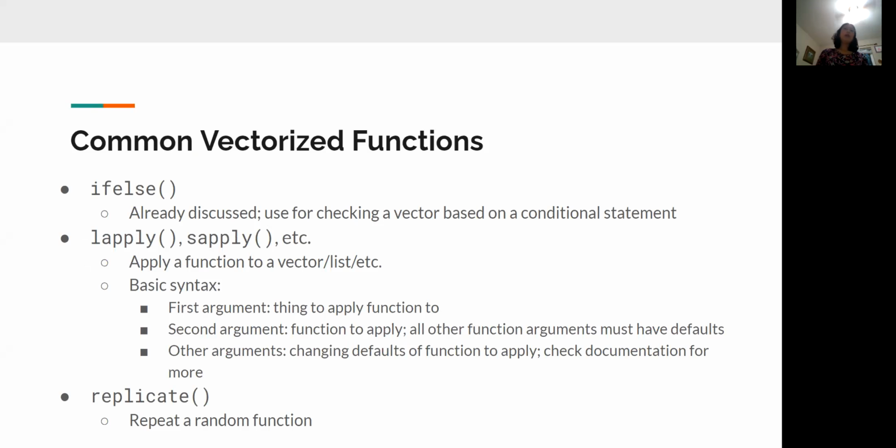So there's a few common vectorized functions that I'll go over. There's some others that you can find, and you might find in Stack Overflow at various times. So first is if-else, which was already discussed. Basically what it does is it checks a whole vector based on a conditional statement very quickly.